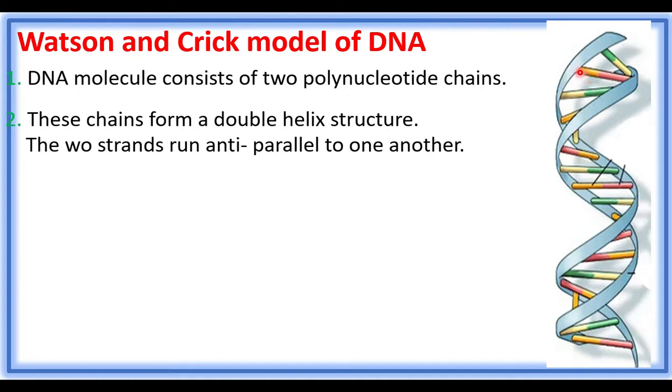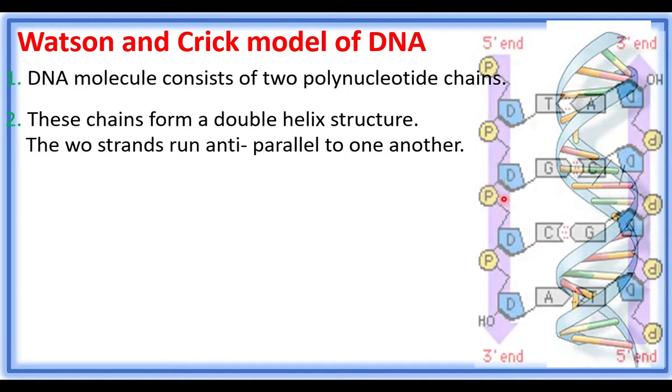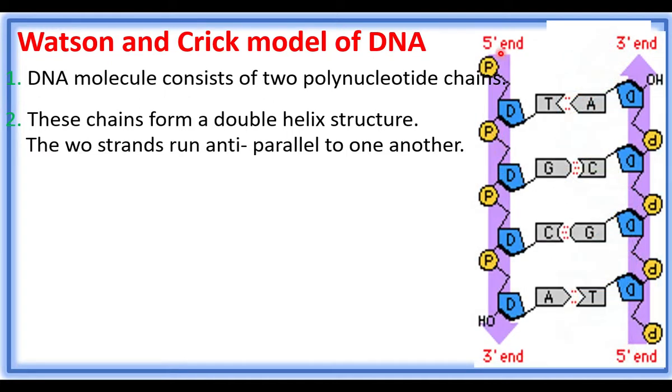Here the diagram shows two DNA strands. They are antiparallel. That means one chain runs in the 5' to 3' direction, and the other chain runs in the 3' to 5' direction. So the chains run antiparallelly.